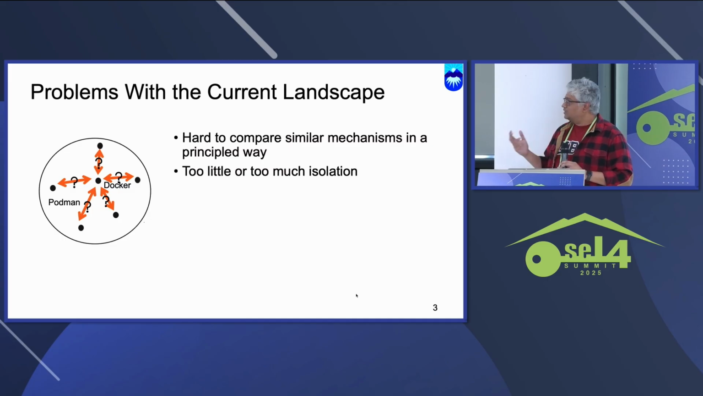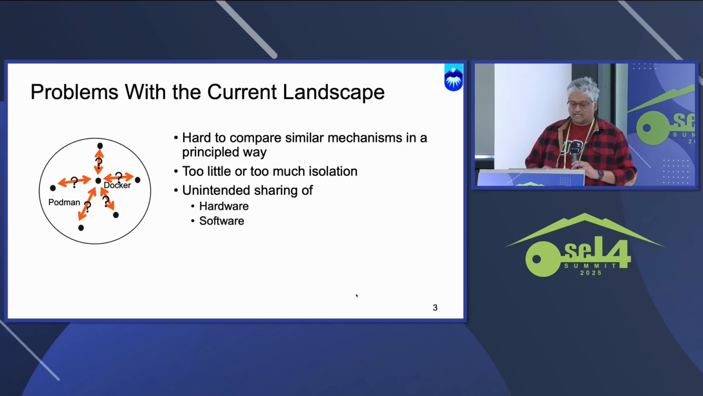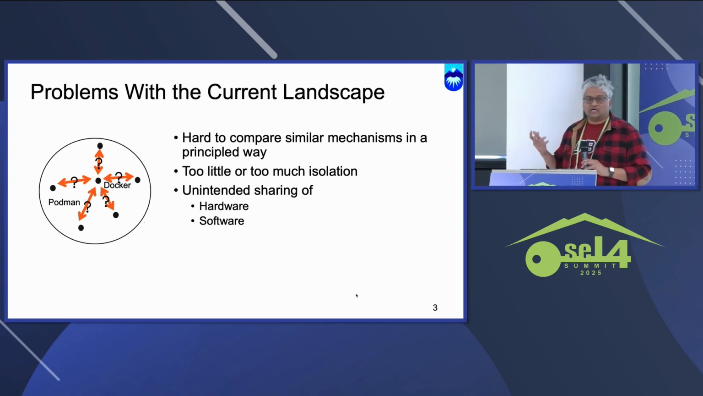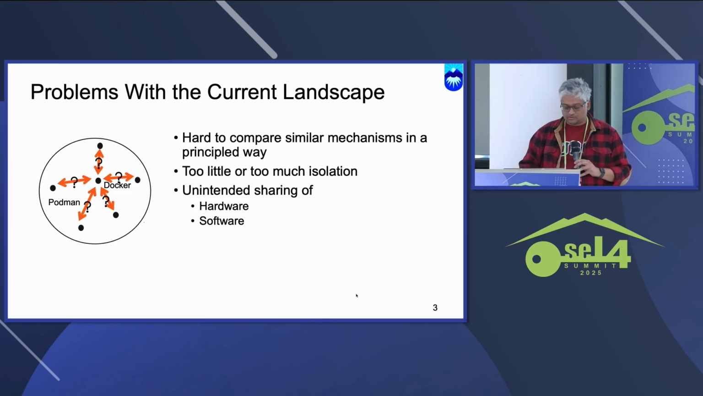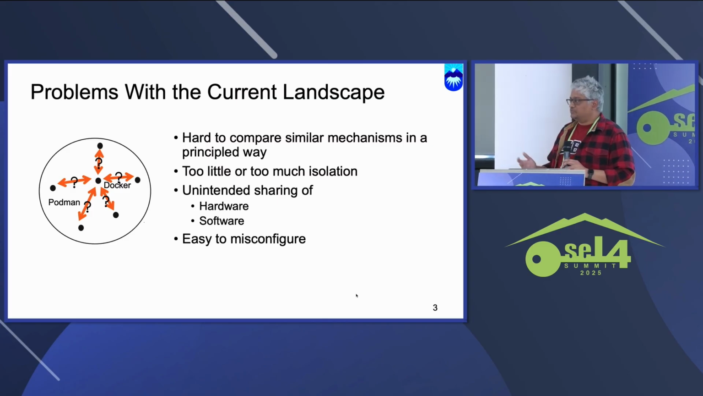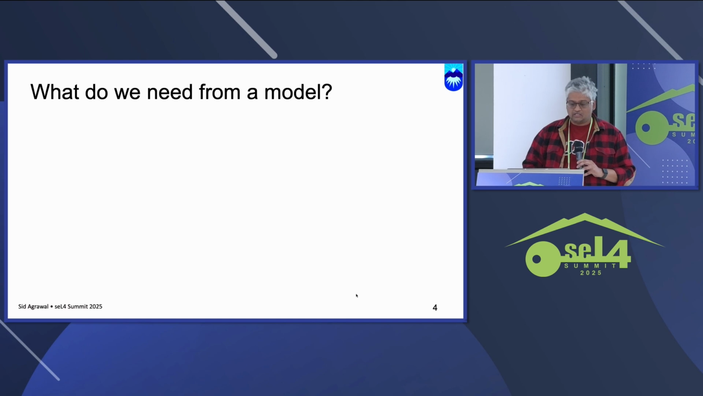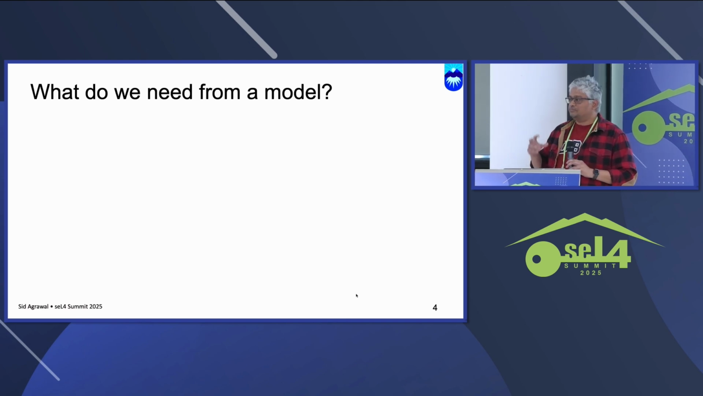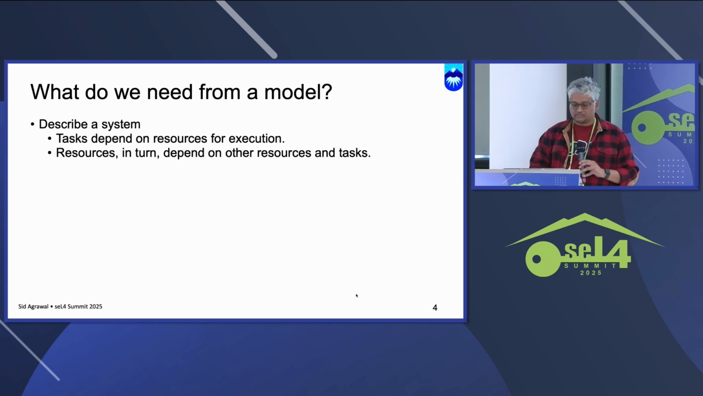We might be getting too little or too much isolation. And an unintended consequence of that is you might be sharing hardware and software resources which you don't know about. It's also very easy to misconfigure. So we want to build a model to enable precise comparison of isolation mechanisms.